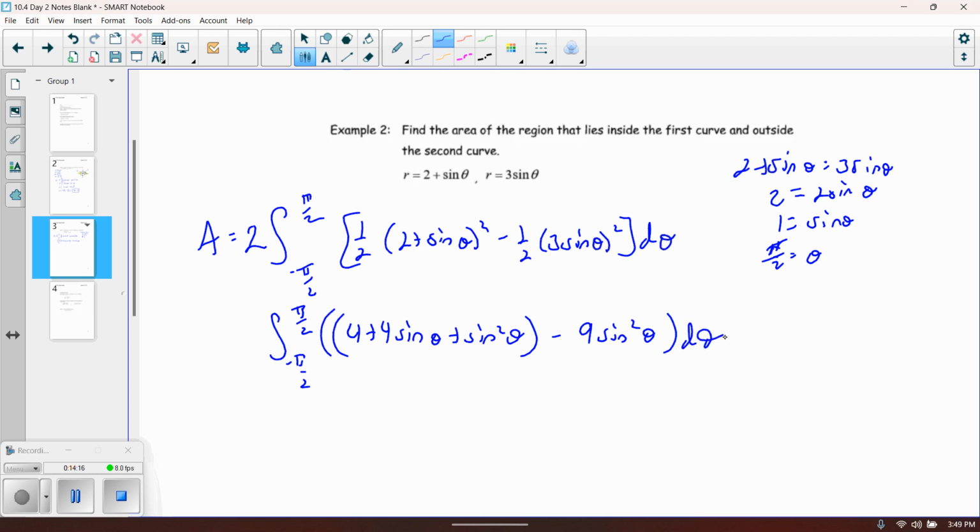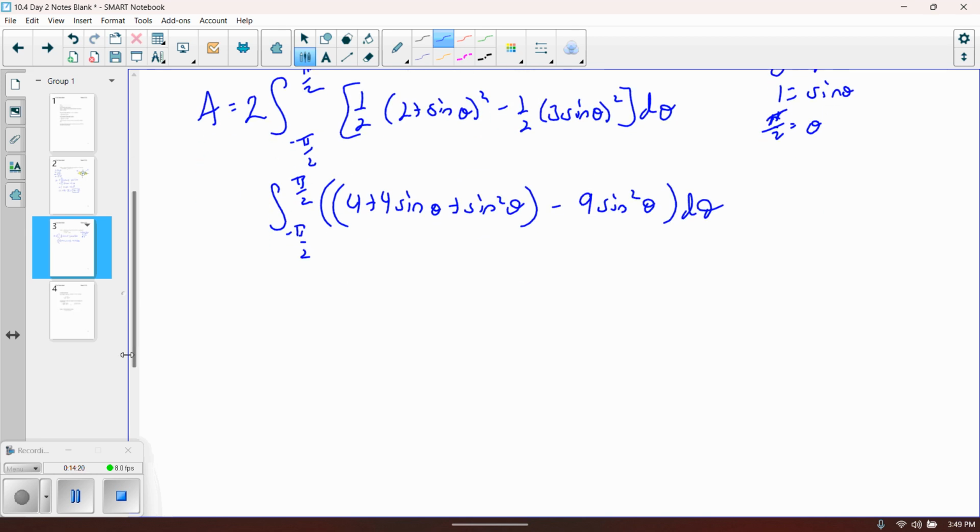D theta. Okay, let's combine our sine squareds so we can do that. So we're going to have 4 plus 4 sine of theta minus 8 sine squared of theta. Hopefully you can already see we're going to have to use the reduction formula to get rid of the sine squared and make that into something which we can take an antiderivative of. So let's do that part.